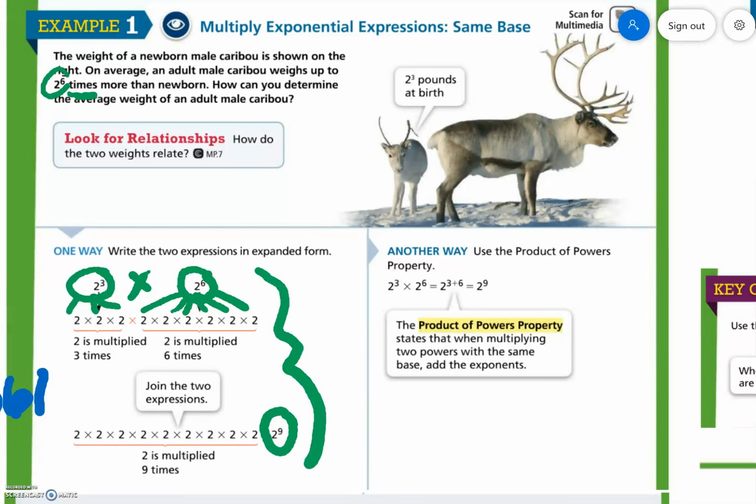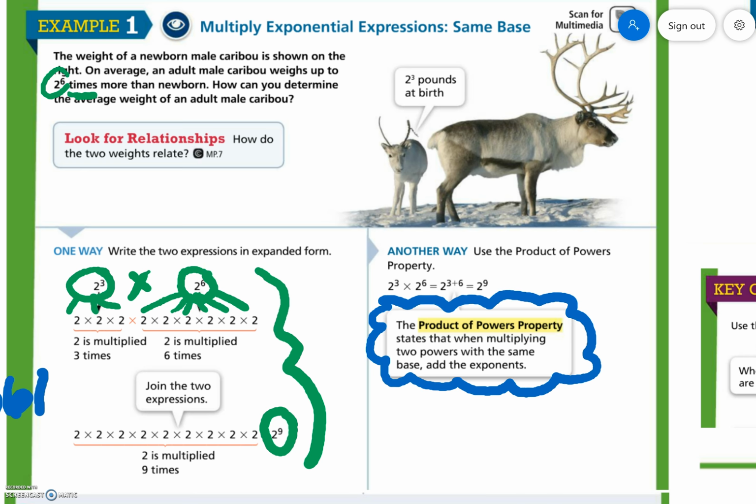But here's the product of powers property. This is one of your vocab words. The product of powers property states that when multiplying two powers with the same base, add the exponents. So talking about exponents in general, the big number at the bottom is called the base, and the small number up top is called the exponent. So here, both of our bases were 2.